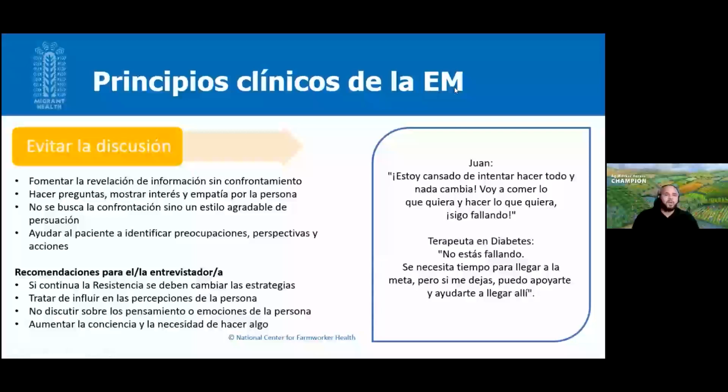We have another example here on the right. Here we have Juan. Juan says, I'm tired of trying all of this and nothing changes. I'm just going to do what I want. I'm going to eat what I want, and I'm going to continue to fail. So then as a therapist, we tell Juan, hey, you're not failing. It takes time for us to reach this objective, this goal that we as a team have drawn. But if you will allow me, I can help support you, can help you get there.